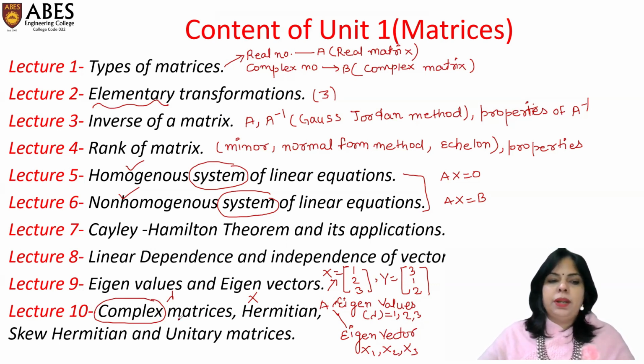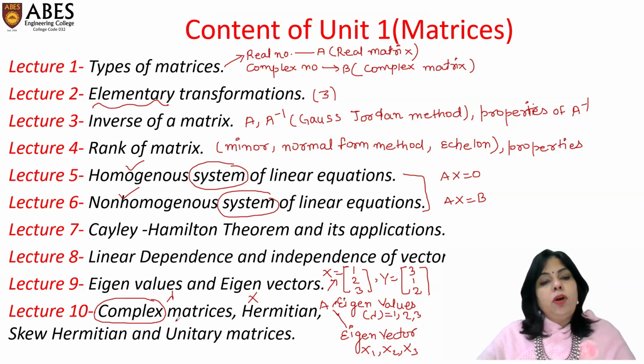In the 10th lecture, we will discuss the complex matrices. A complex matrix is a matrix in which complex numbers exist, or we can say any matrix having a complex number or complex numbers is called a complex matrix. It is of three types: Hermitian matrix, Skew-Hermitian matrix, and unitary matrix.